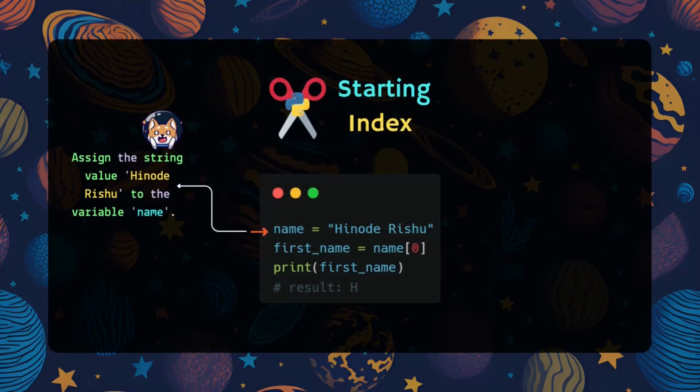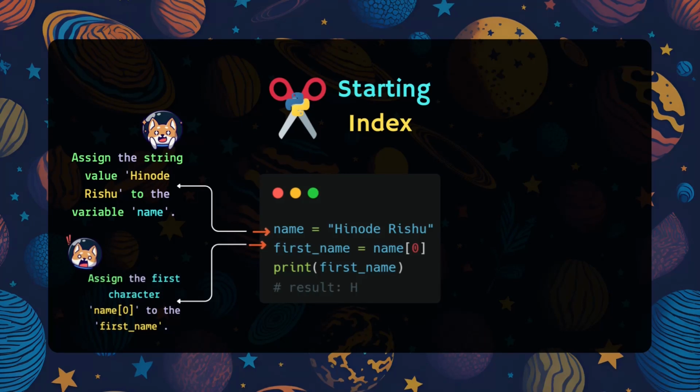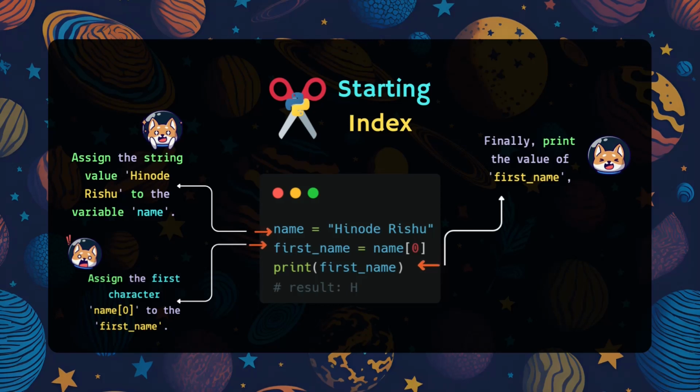Assign the string value Hinode Rishu to the variable name. Then assign the first character of name to the variable first_name. Finally, print the value of first_name, which should be H.